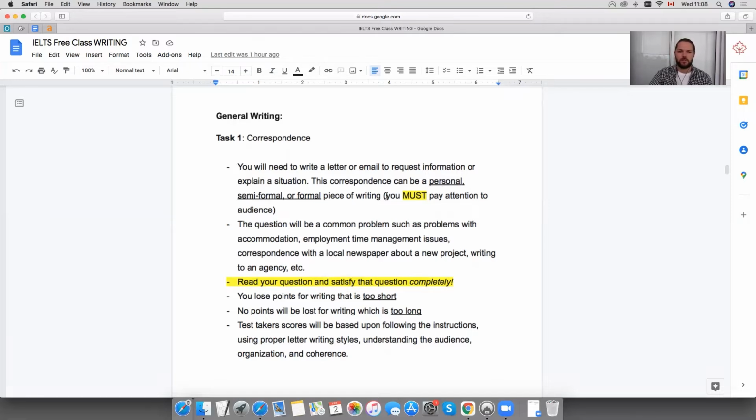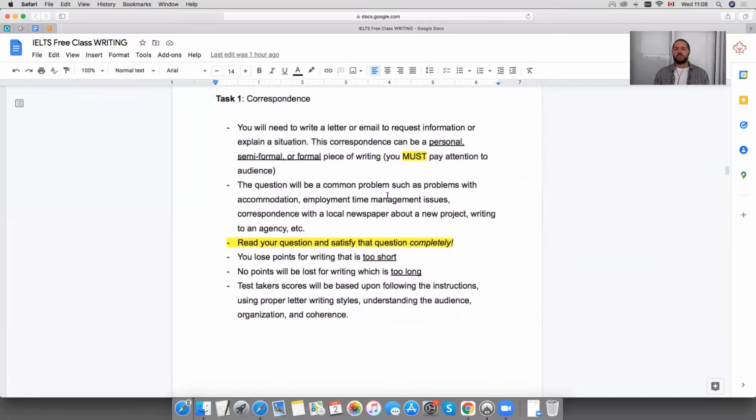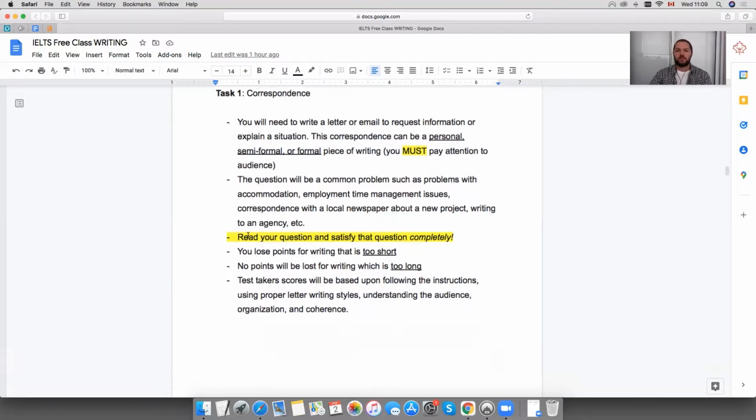on task 1 correspondence. The problem itself should be common. It will be something that it shouldn't surprise you. Maybe it will have to do with asking extra information, having a recommendation, talking to a travel agency, talking to your employment, something like that. Like we said before, we have to satisfy the question completely. So if there's 3 points, we need to talk about all 3 of those ideas. Just to reinforce something that's so important, if your writing is too short, you lose points. If it's too long, that's okay.